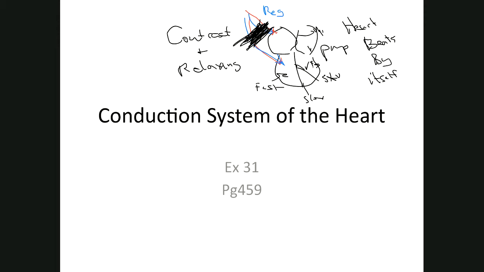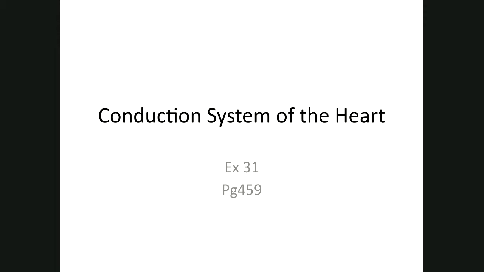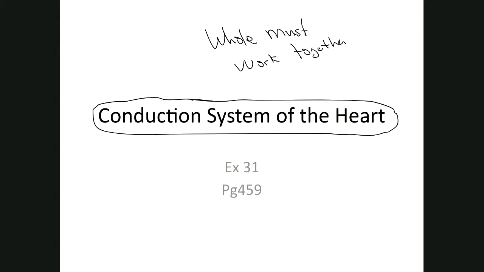So we need something to make sure that the whole heart is beating together. The whole heart must act like a unit. It must work together. And so there has to be some system to make that happen. And the system that does that is called the conduction system of the heart. So it's a built-in system that regulates the beat.